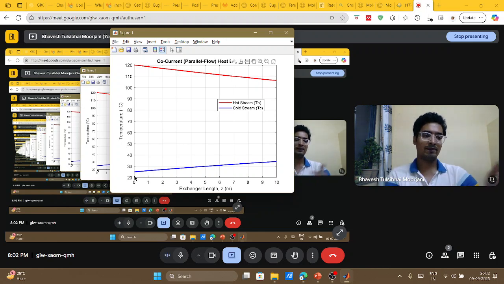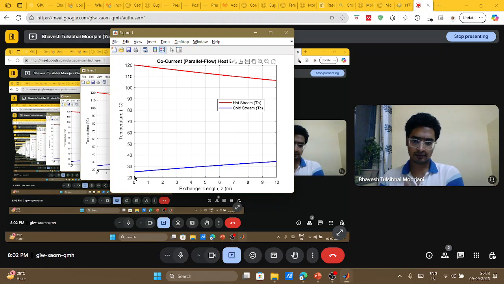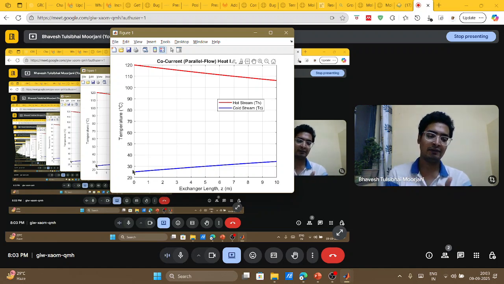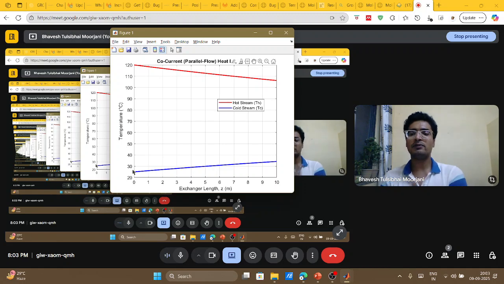So you are moving forward in the independent variable direction, here in the direction of Z. Based on the values of TH and TC at Z equal to 0, I am moving ahead to the value at Z equal to Z0 plus delta Z, right? So we are moving forward in the direction based on the initial value.